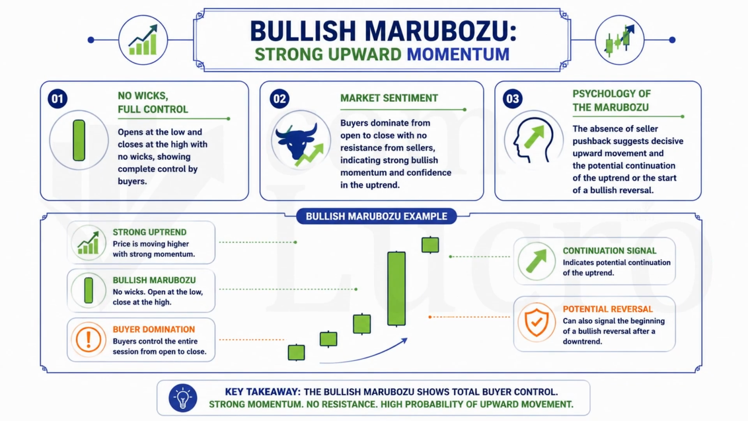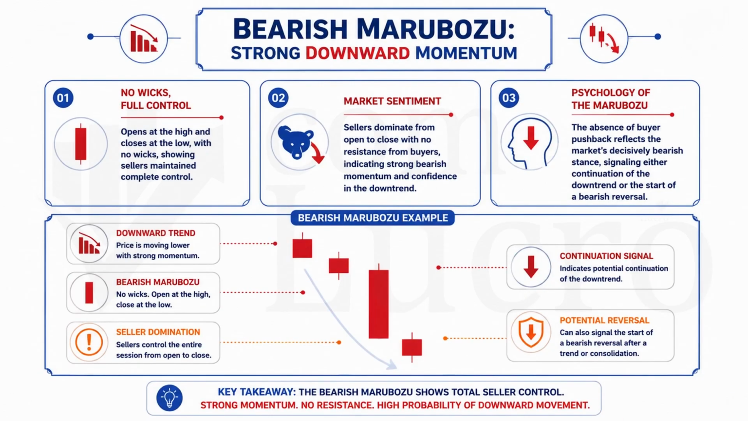Finally, let's examine the Marubozu, a powerful pattern that represents strong momentum. It's a candle with no wicks, or very minimal ones, meaning price opens at one extreme and closes at the other. A bullish Marubozu opens at the low and closes at the high, showing buyers were in control the entire session. A bearish Marubozu opens at the high and closes at the low, signaling strong selling with no resistance from buyers.